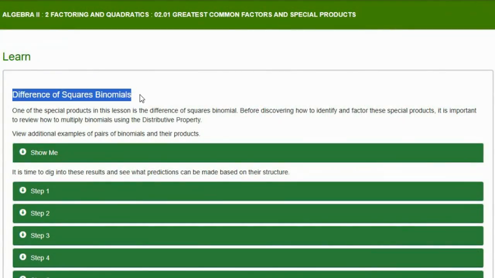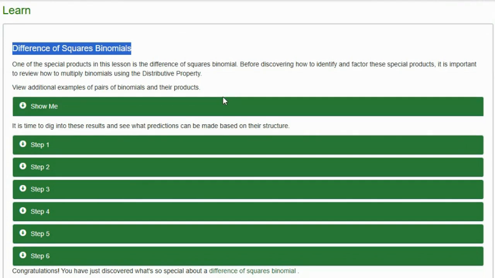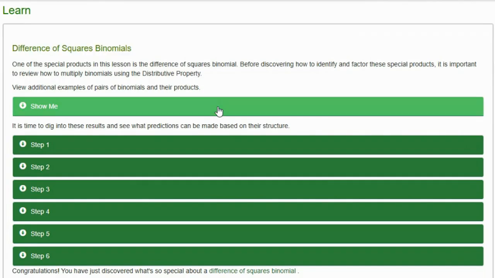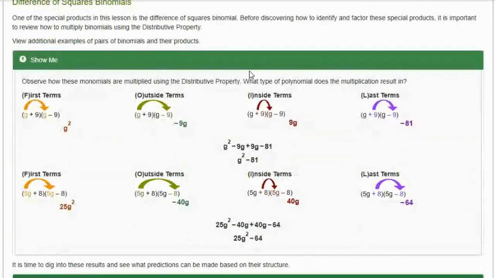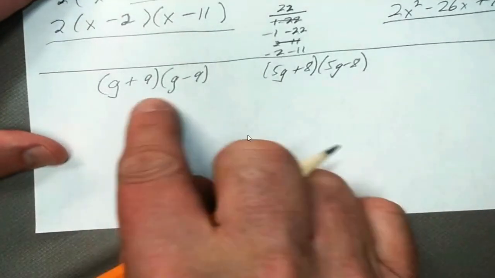Difference of squares. All right, here's one of those cheat codes I was talking about. So we're gonna walk through this and learn what we're talking about with difference of squares. So let's look at some examples of pairs of binomials. I'm going to do these on paper just so we have something to look at that might make some sense about what we're talking about with differences of squares. So let me write these down. So let's multiply these together.